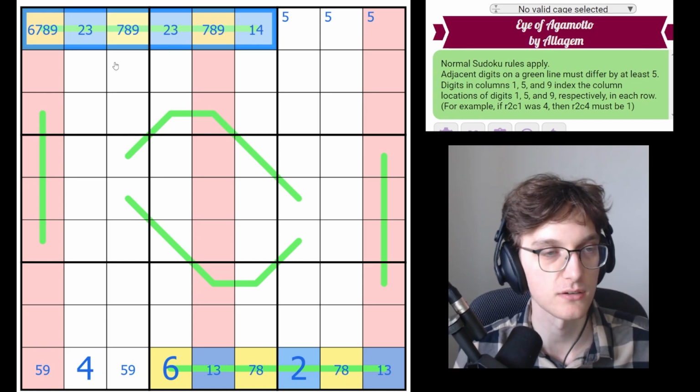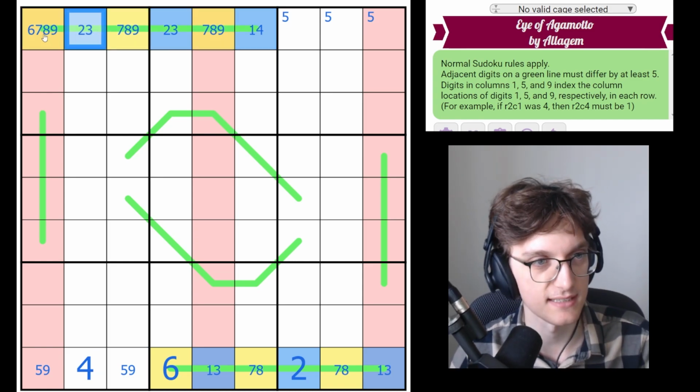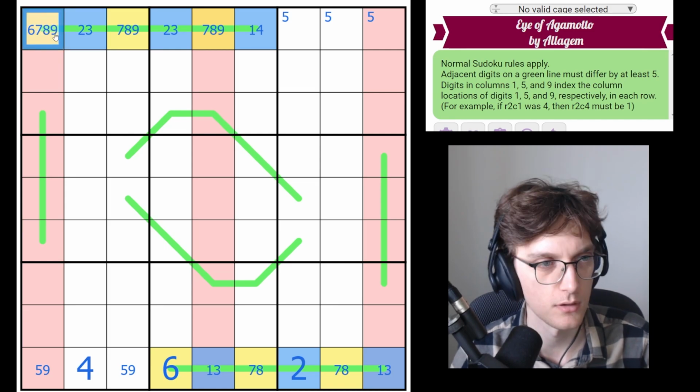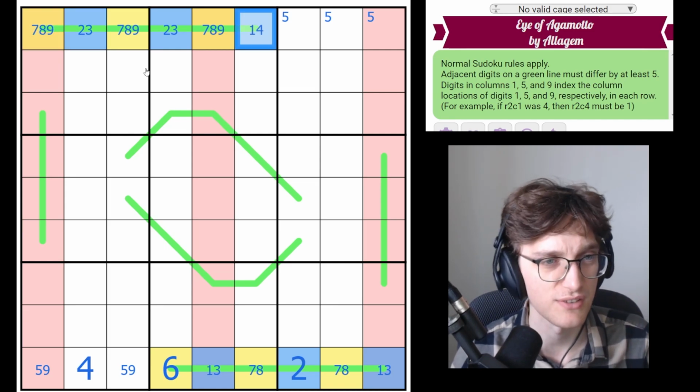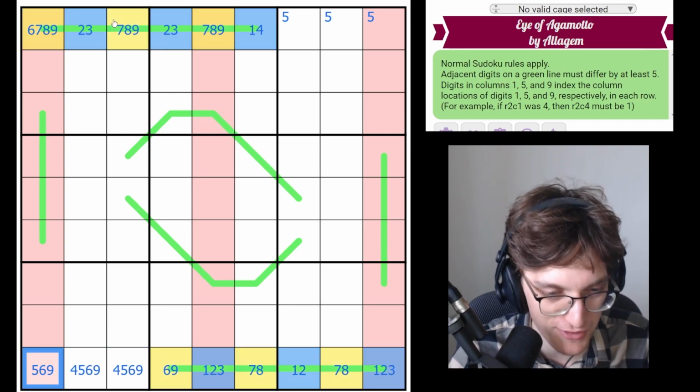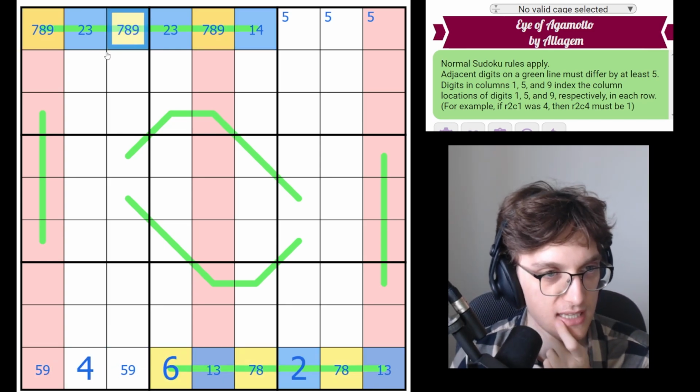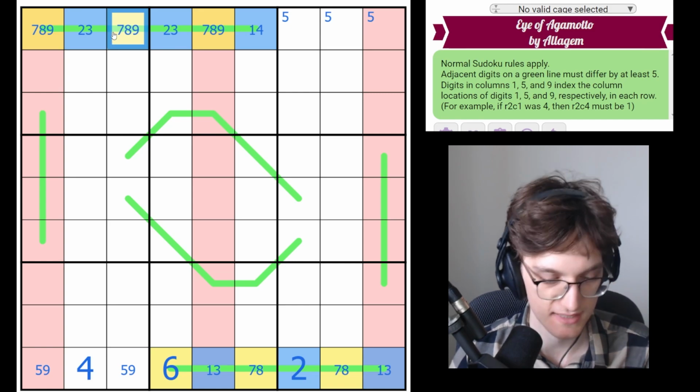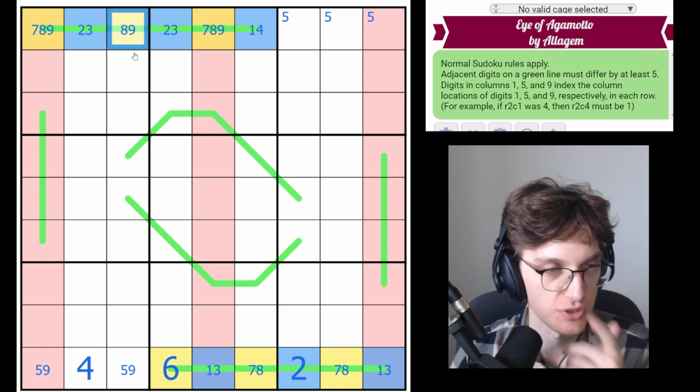I don't remember how I started this. This can't be 6 because this would have to be 4. Oops, or not 4. This would have to be 1. Oh, shoot, I forget how I started this whole process. I'm gonna undo just to see what my first step was on this. Okay. I figured out that this couldn't be 7 because that's 4 away from 3, which is the highest number that it's surrounded by.